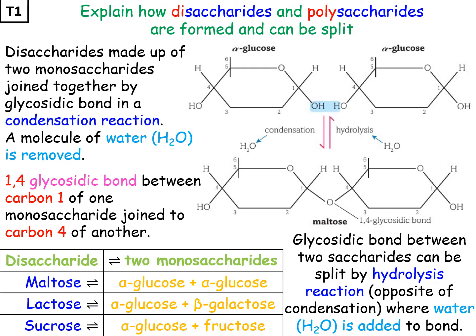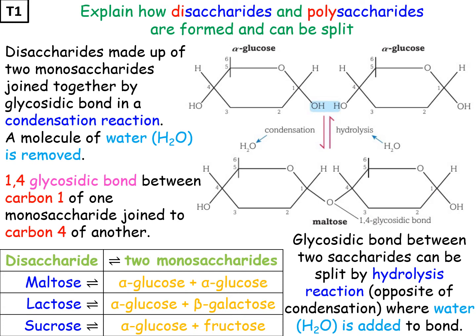are these reversible reactions between disaccharides and 2 monosaccharides. So maltose can be hydrolyzed to form 2 alpha glucose, or in the reversible reaction 2 alpha glucose can be reacted together in a condensation reaction to form maltose. Lactose can be hydrolyzed to form alpha glucose and beta galactose, which is a different type of sugar. And again, you've got the reversible reaction where you can do a condensation reaction to join these 2 monosaccharides together to make the disaccharide lactose.